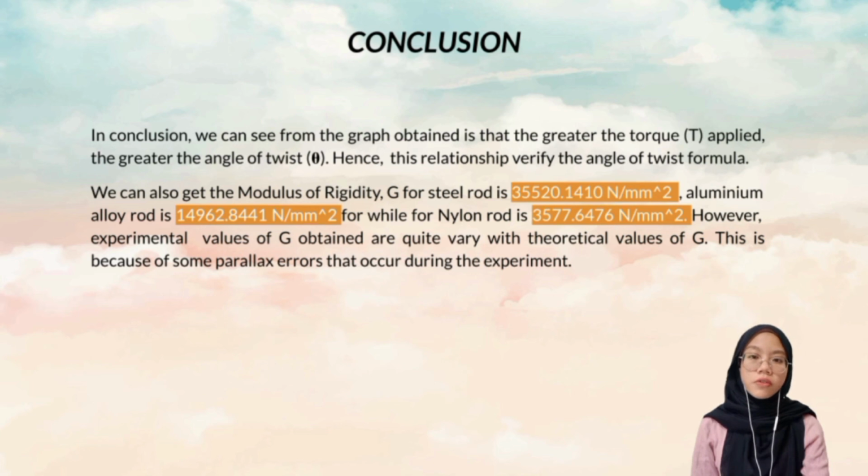For the aluminum alloy rod it is 14,962.8441 Newton per millimeter squared. And for the nylon rod it is 33,577.6476 Newton per millimeter squared. However, these experimental values of G that we obtained in this experiment quite vary from the theoretical values of G. This is because of some parallax error that occurred during this experiment.